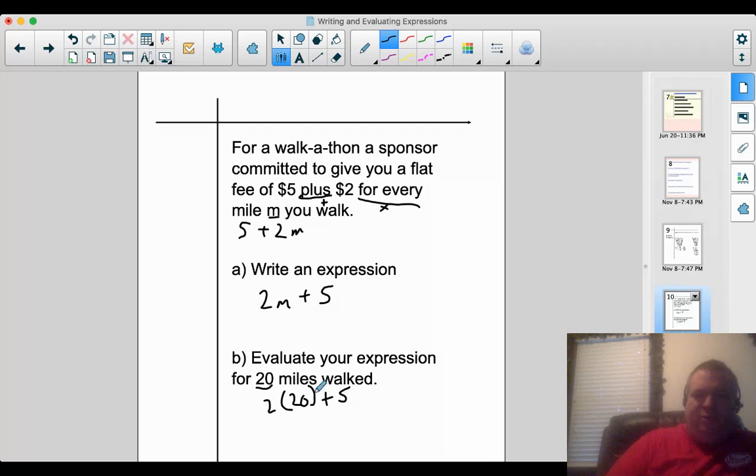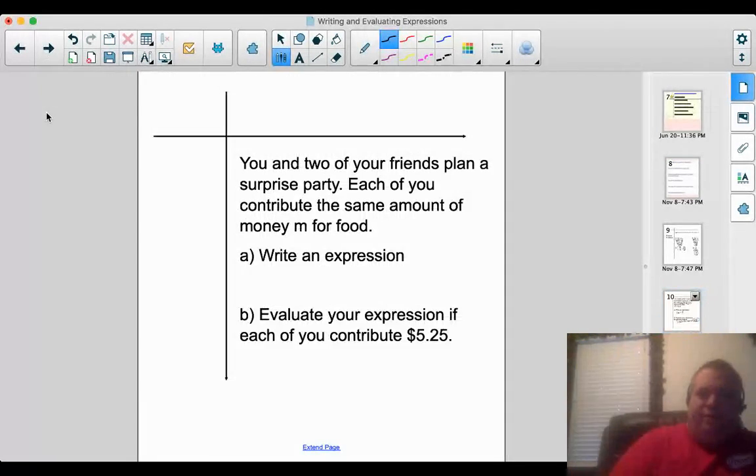So 2 times 20 plus 5. Order of operations tells me to do multiplication first. So 2 times 20 is 40, plus 5 is 45. And I'm going to label my answer. So I'm going to get $45. All right, let's try another one of those.